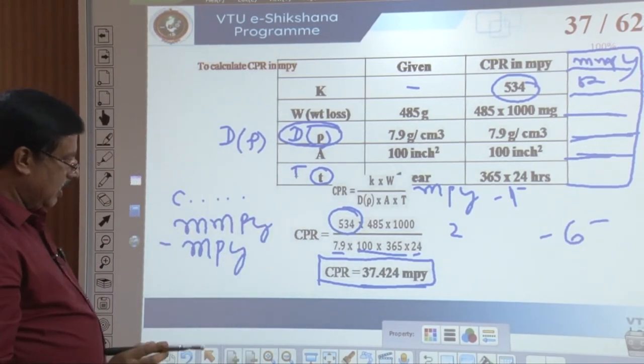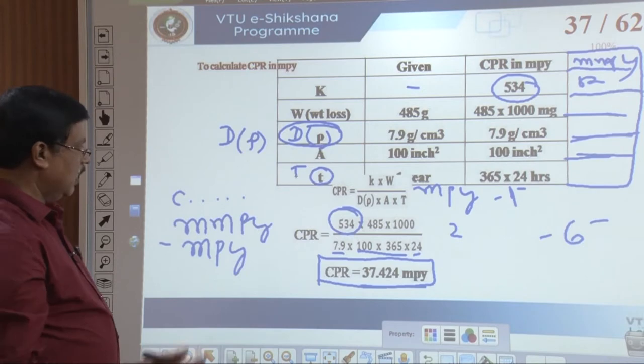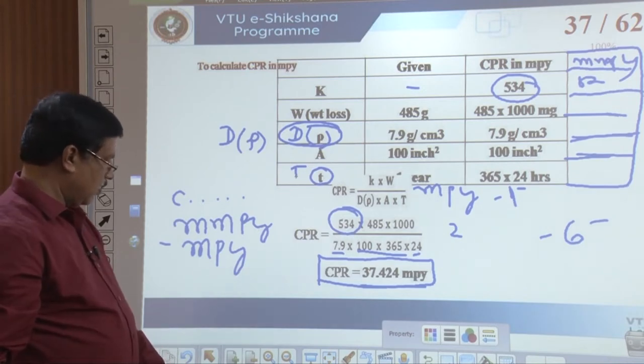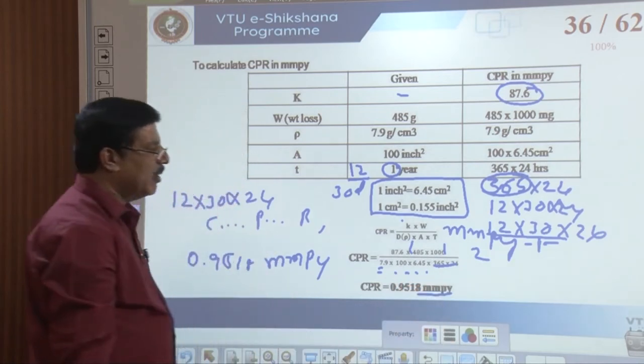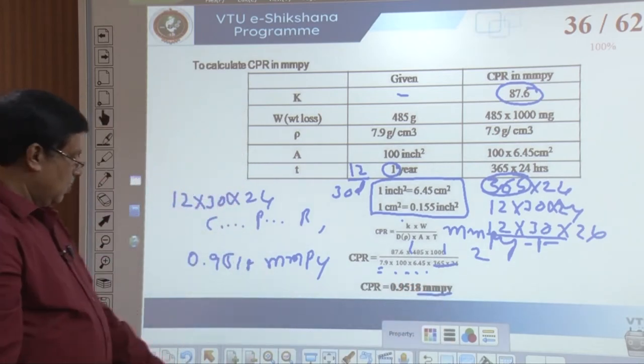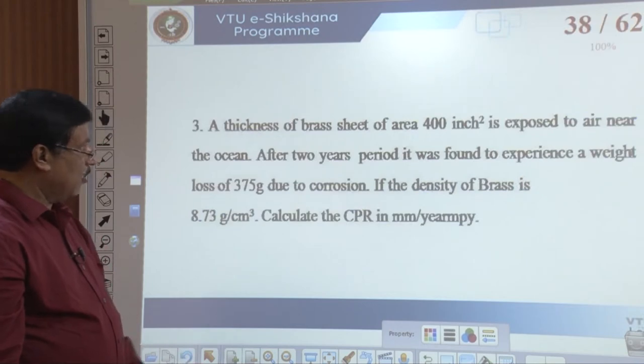So you will get that 37.42 for this one. Earlier the value was about 0.9518 millimeter per year. So now we will go to the third numerical problem.